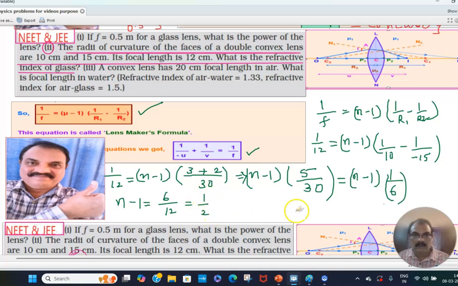So 1 by 2. Then again, what do we want actually? n. So minus 1 should go to the other side. Transposing it, n is equal to 0.5 plus 1, which is equal to 1.5. This is the answer for the second part.